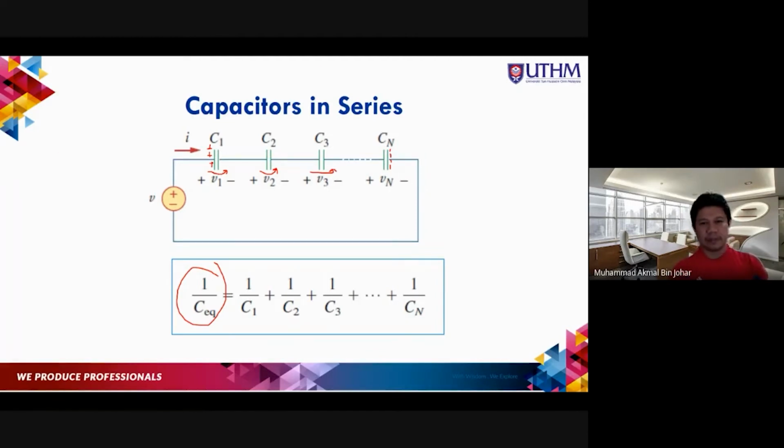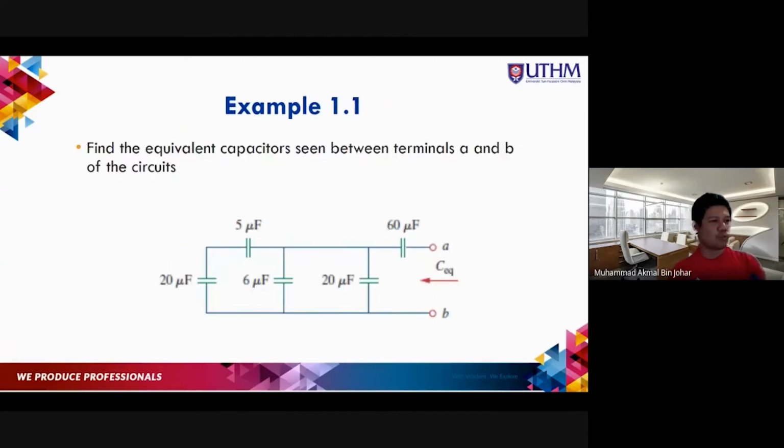Okey. Cuba kita ambil satu contoh. So find the equivalent capacitance between terminal A and B. So kita akan determine dulu siapa parallel, siapa series kan.